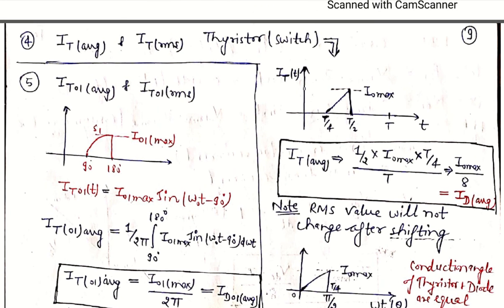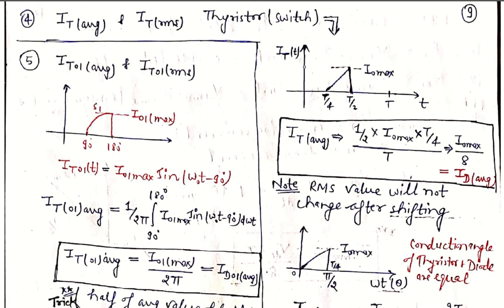Now we will find the fundamental thyristor current's RMS and average value. In R load, which is the case of the half wave rectifier, we will directly write IT average equals Im by pi. But here we see that it is just like a half wave rectifier waveform, just a half portion of this half wave rectifier output current waveform.